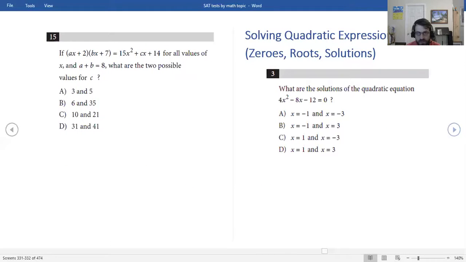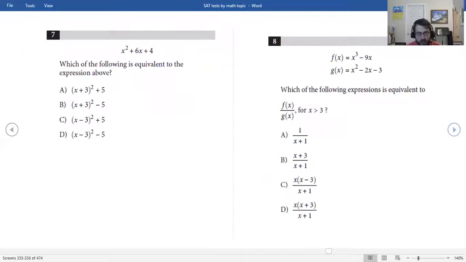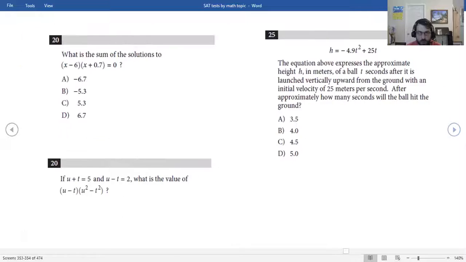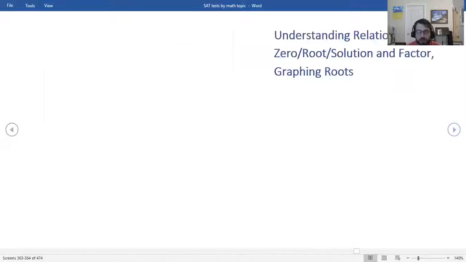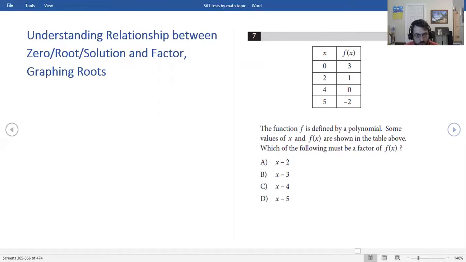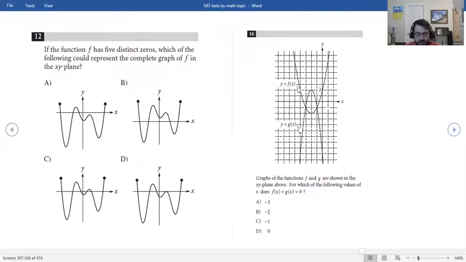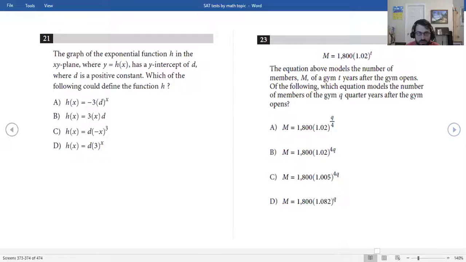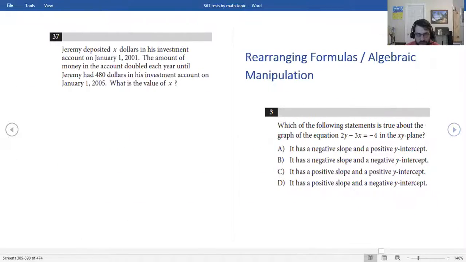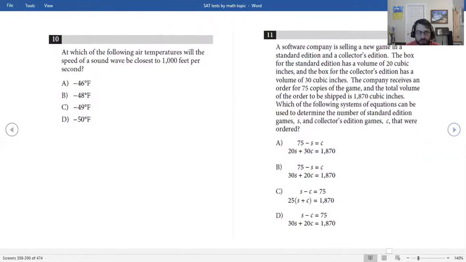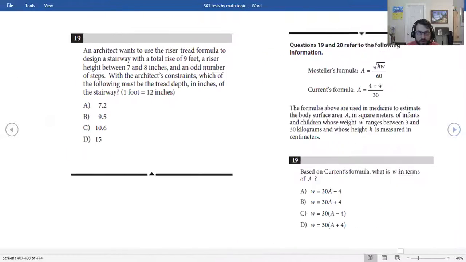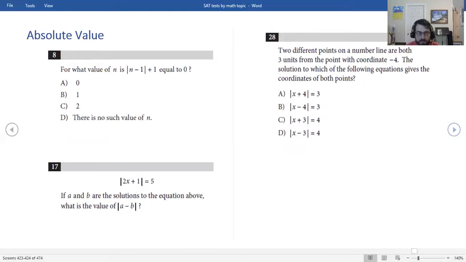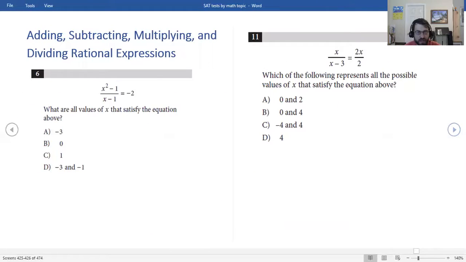Solving quadratic equations, zeros, roots and solutions, and we could also do some vertex form and different forms. Relating a factor to a root, and also graphing roots, some radical and exponential expressions, rearranging formulas, algebraic manipulation, function notation, absolute value, adding and subtracting rational expressions.